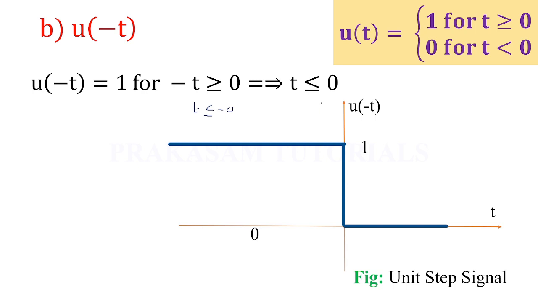What is the meaning of t less than or equal to 0? The range of t is minus infinity to 0. So this is minus infinity and this is 0. From minus infinity to 0, the strength of the signal is 1. So this is the graphical representation of u of minus t. And similarly, for t greater than 0, the strength of the signal is 0. So that is the definition and graphical representation of u of minus t.